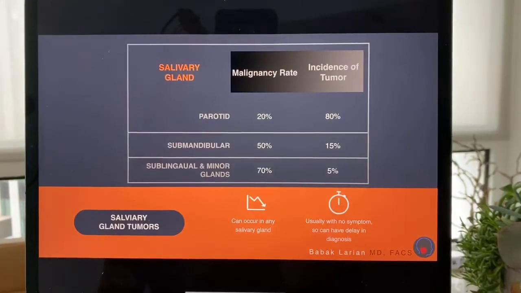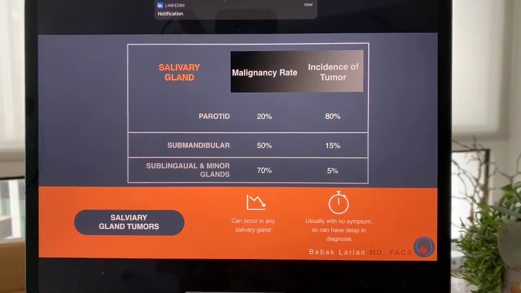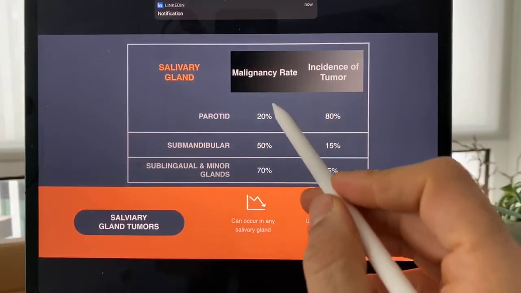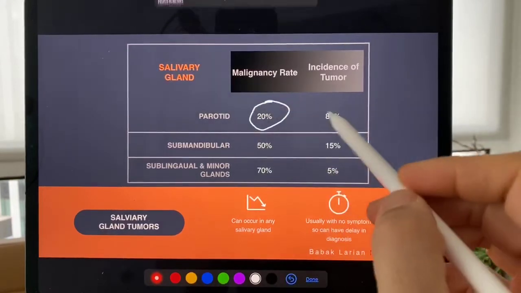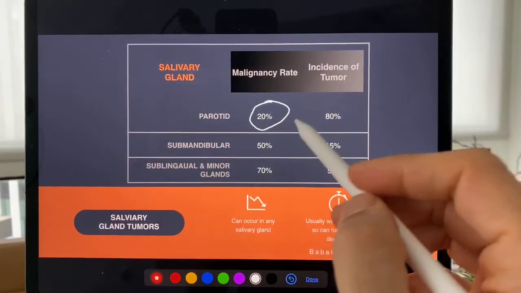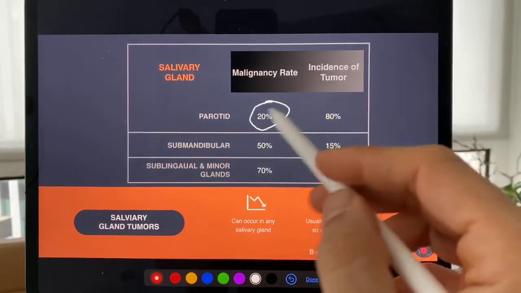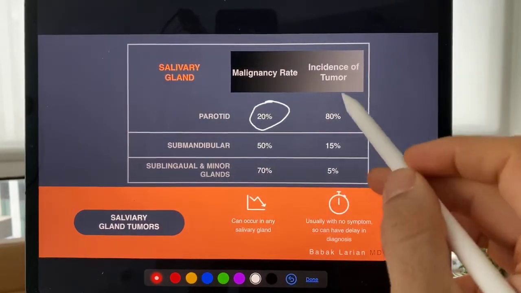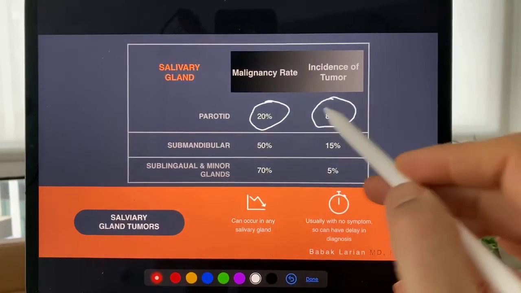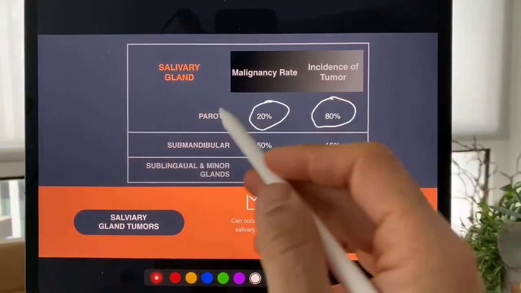and show you, in terms of the cancers and tumors in the parotid, 20% are cancerous and 80% are benign. The majority of tumors that happen in the salivary glands happen in the parotid gland. So 80% of the tumors in the salivary glands happen in the parotid gland.